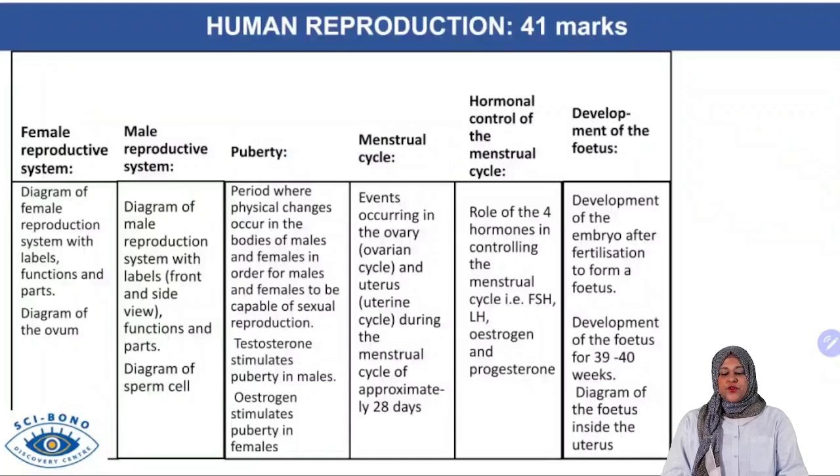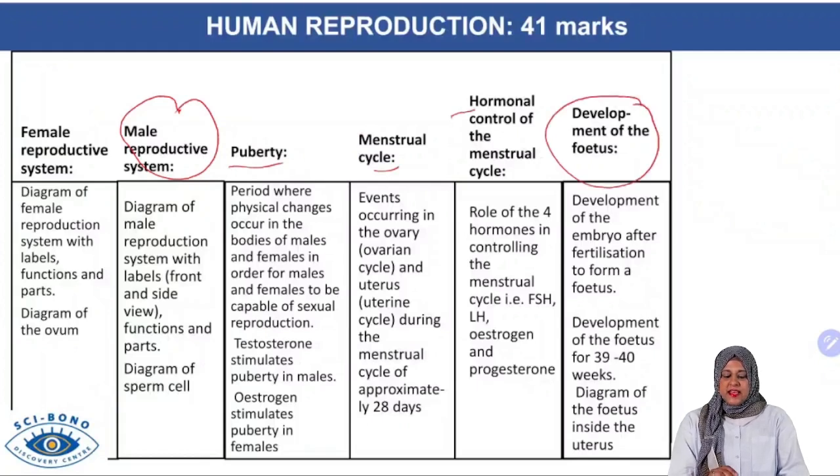The exam guidelines for human reproduction show us that we need to study the female reproductive system, the male reproductive system, puberty, menstrual cycle, hormonal control, and development of the fetus. The diagrams that you could be asked to draw in this section are the diagram of the ovum, so make sure you practice that, and the diagram of the sperm cell. Please practice this. Make sure your diagrams have a title and you label your diagrams.